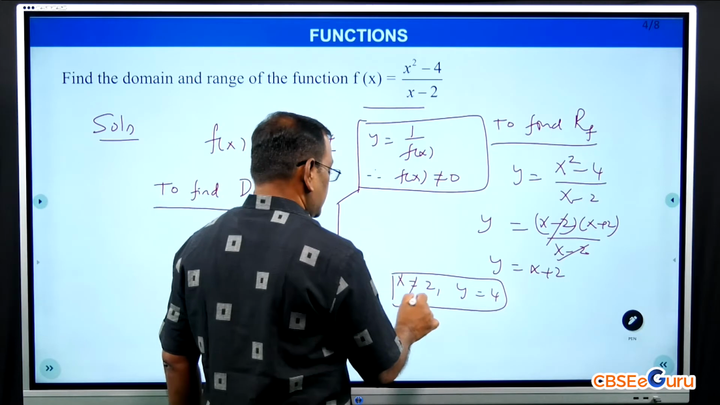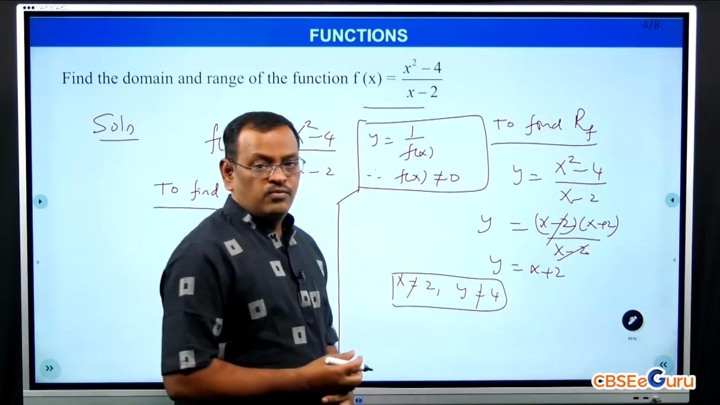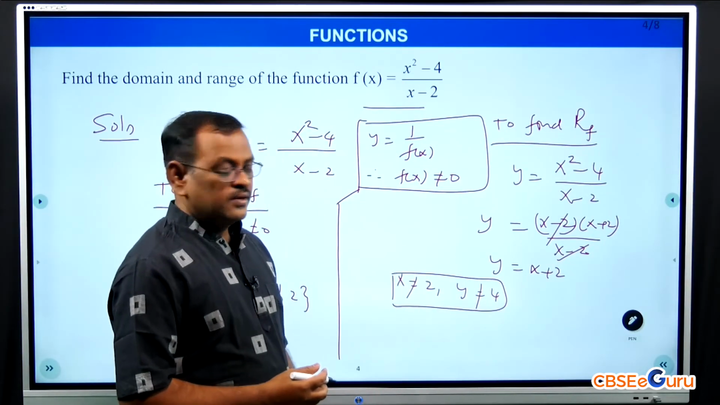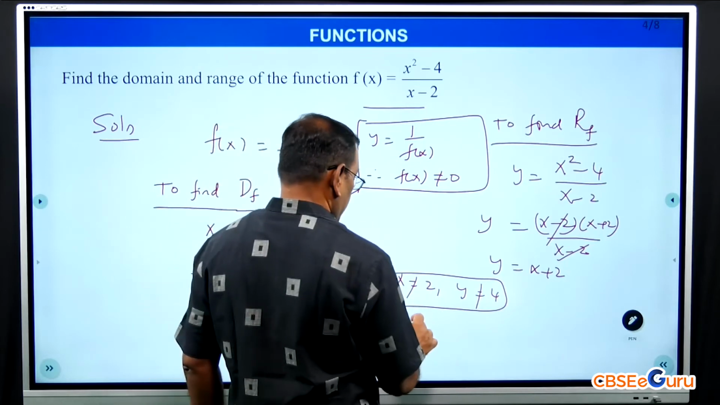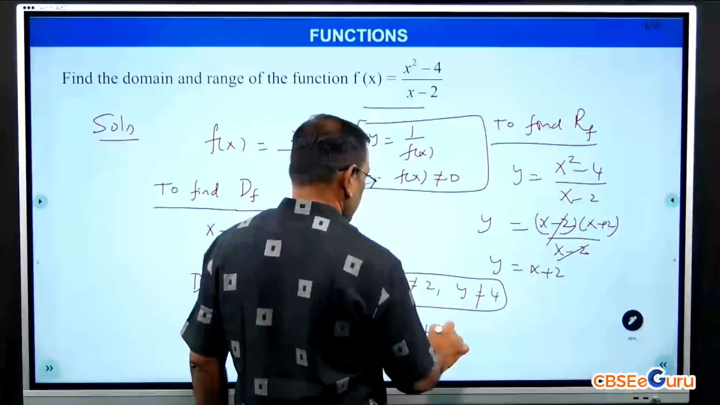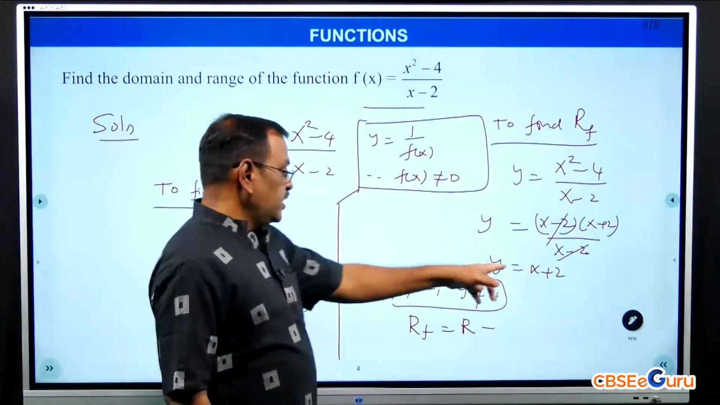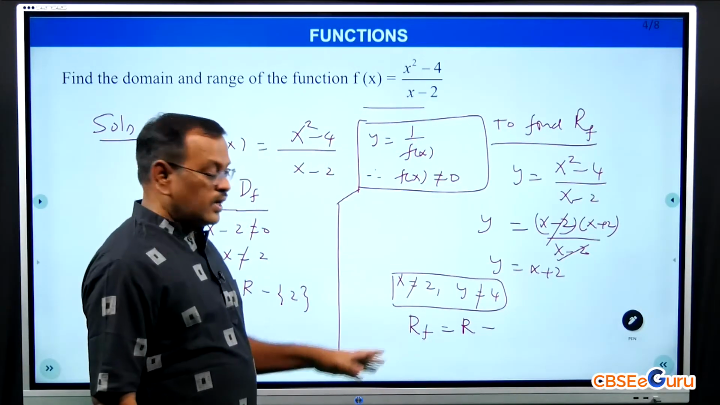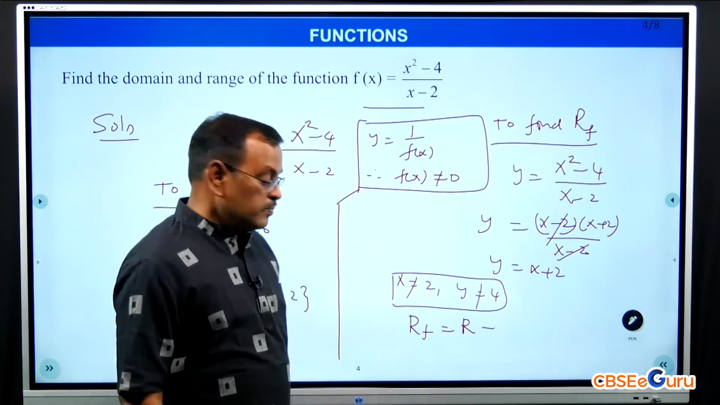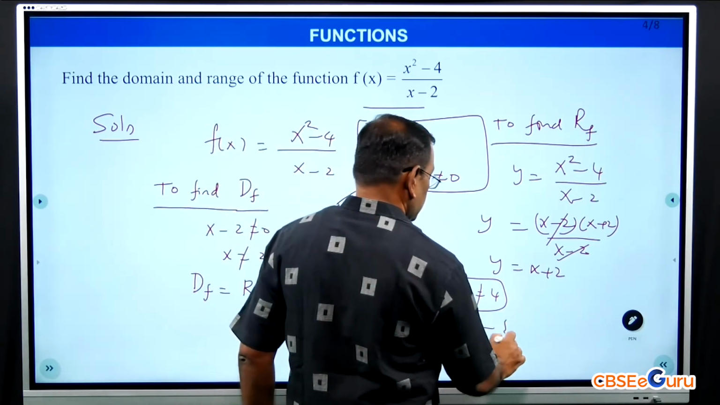But when x not equal to 2, y not equal to 4. Then what is the range of f? When x equal to 2, y equal to 4. But x is not equal to 2 and hence y is not equal to 4. Therefore, the range is R minus singleton set 4.